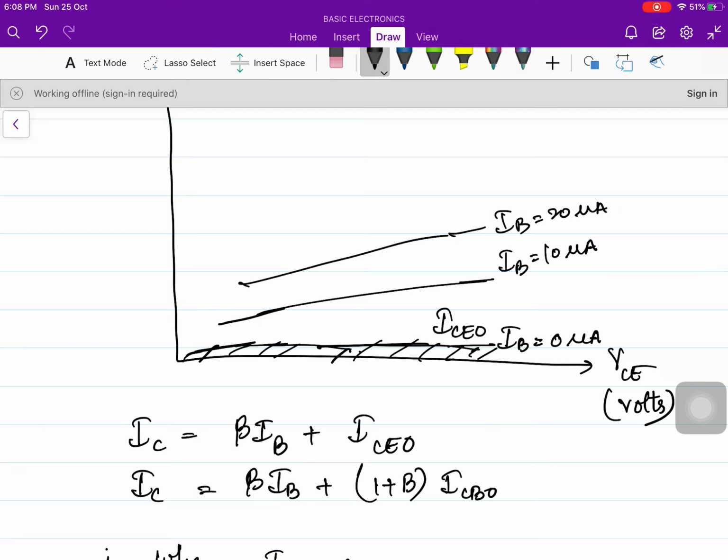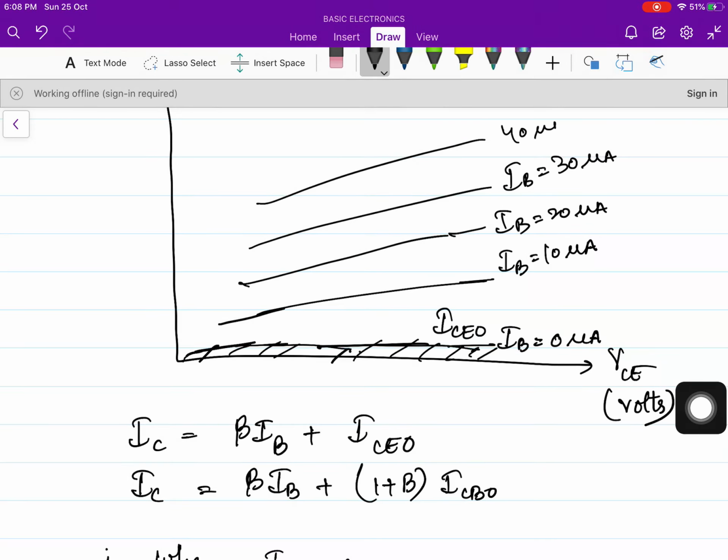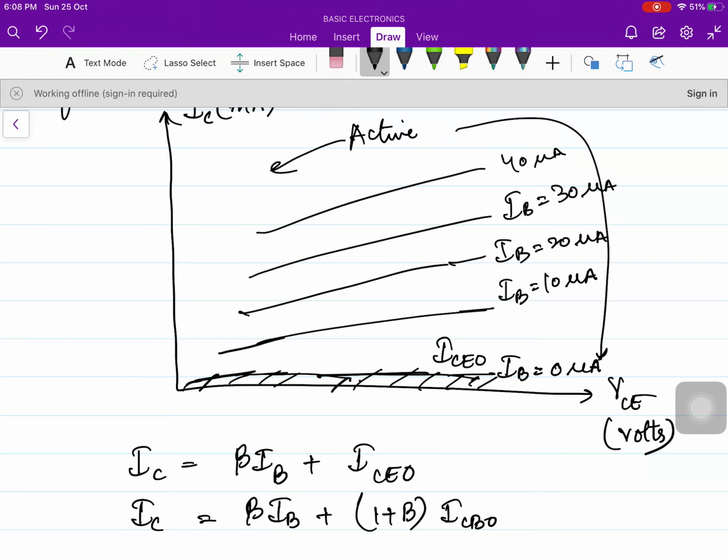IB equals 20 microampere, then IB equals 30 microampere, 40 microampere, 50 microampere, and so on. You can take as many values as you want. So what is this portion? This portion is the active portion, because the equation that we have written only holds for the active part. And when there is no current, that is the cutoff region, which is below ICEO.